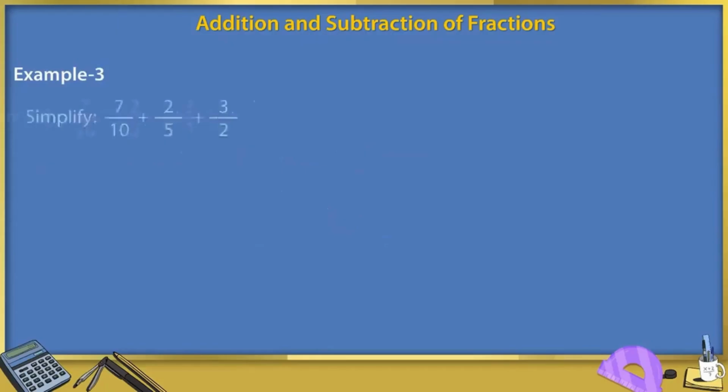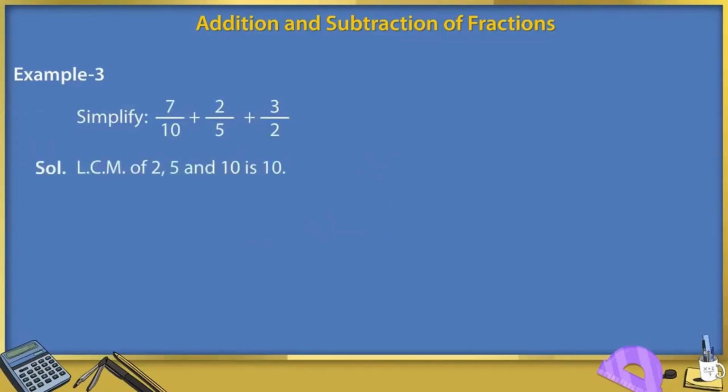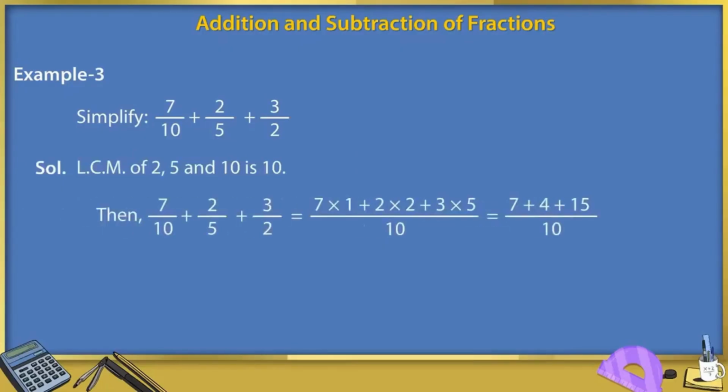Example 3. Simplify 7 by 10 plus 2 by 5 plus 3 by 2. Solution. LCM of 2, 5 and 10 is 10. Then 7 by 10 plus 2 by 5 plus 3 by 2 is equal to 7 into 1 plus 2 into 2 plus 3 into 5 by 10, which is equal to 7 plus 4 plus 15 by 10, which is equal to 26 by 10, which is equal to 13 by 5, which is equal to 2 3 by 5.